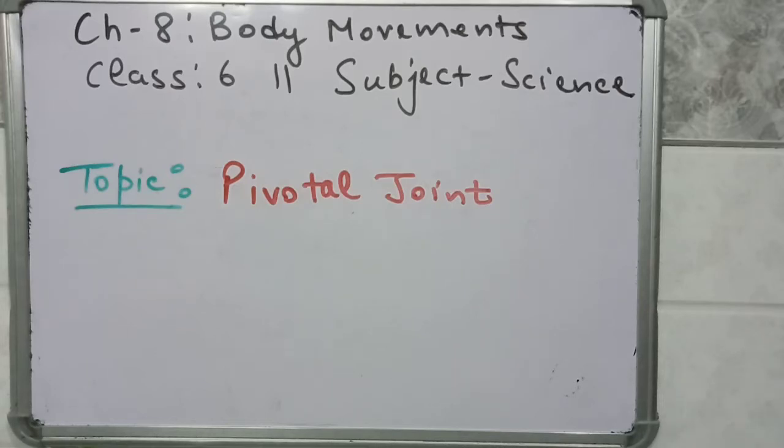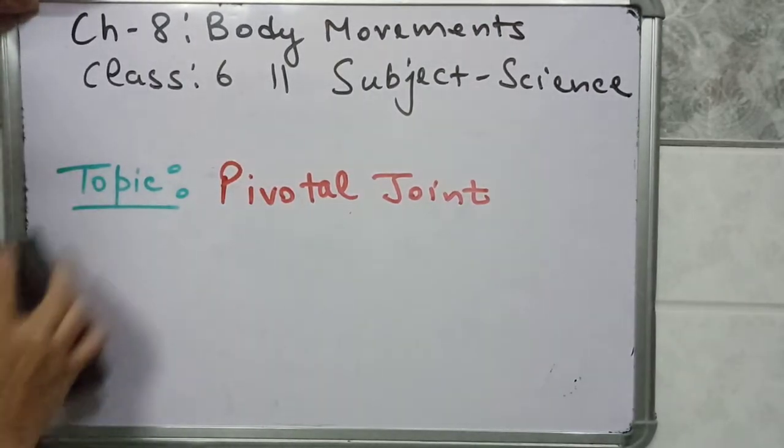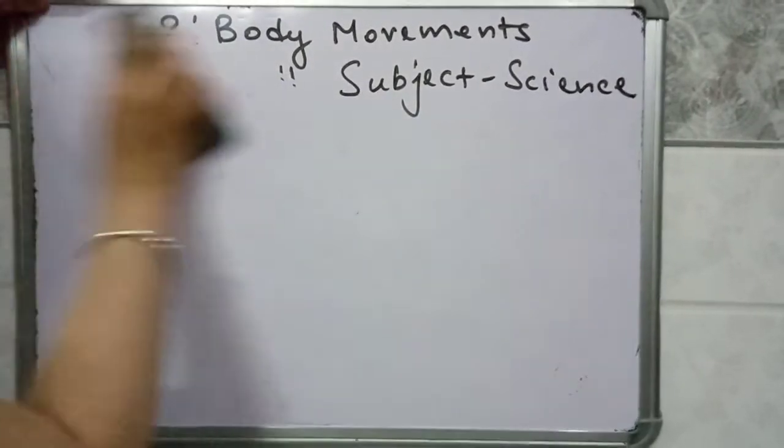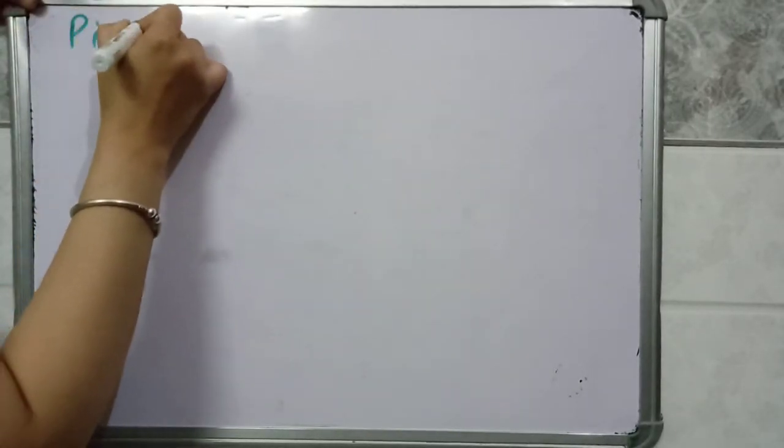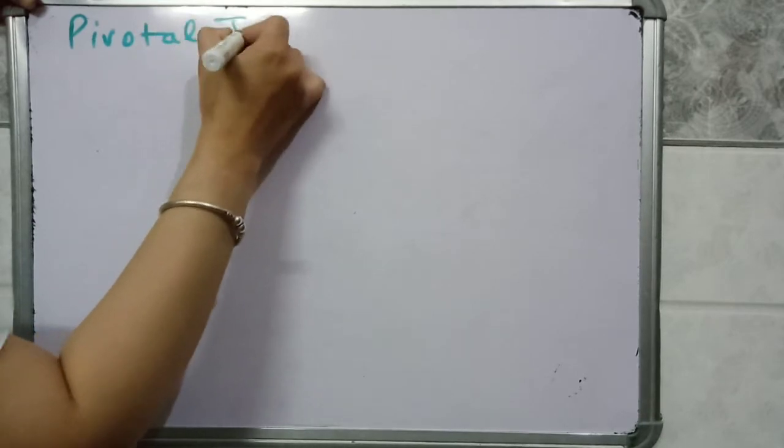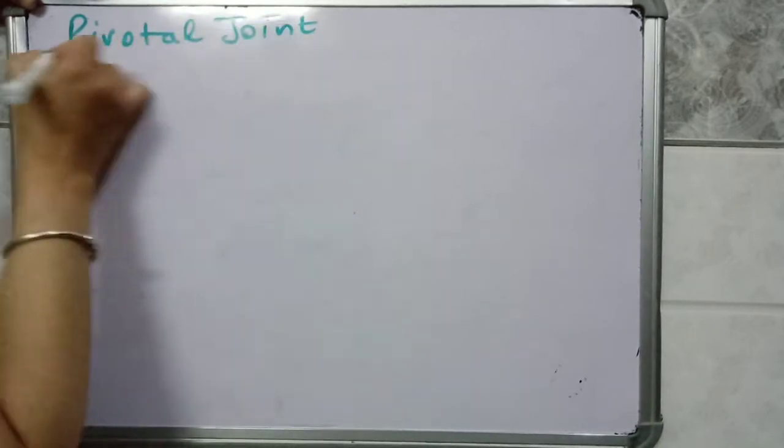Hello students, our topic of discussion today is the pivotal joint. We are discussing the types of joints present in the human body. So our topic today is the pivotal joint.